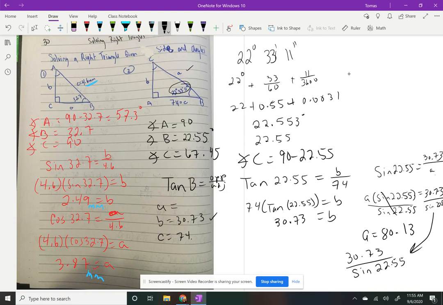So you guys could do that. It's a little seesaw battle, right? Because I moved the A this way, and then I brought this back down. But it's good algebra skills. We could have done the Pythagorean theorem and gotten the same answer. We could have taken 74 squared plus B, 30.73 squared, added them, taken the square root, and we would end up still with 80.13.